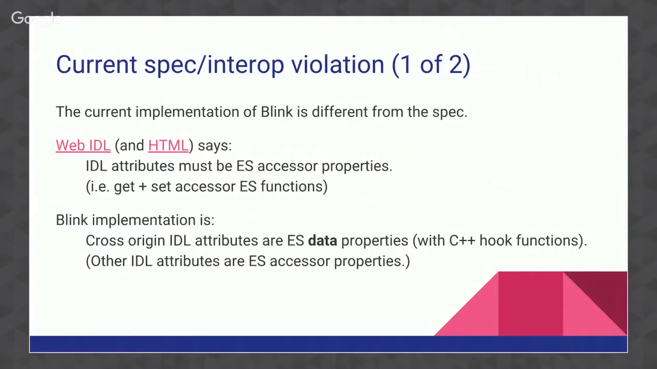Today's Blink implementation has two problems on cross-origin properties. The one thing is that the WebIDL spec says IDL attributes must be implemented as ECMAScript accessor properties. However, Blink is implementing them as data properties. That is different, so we need to fix this point.